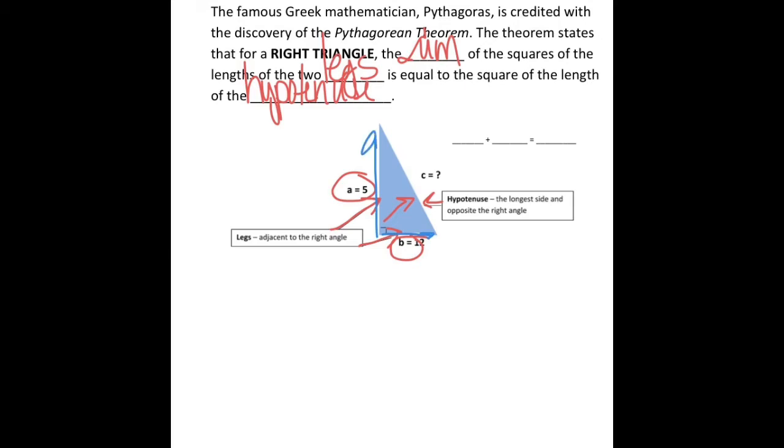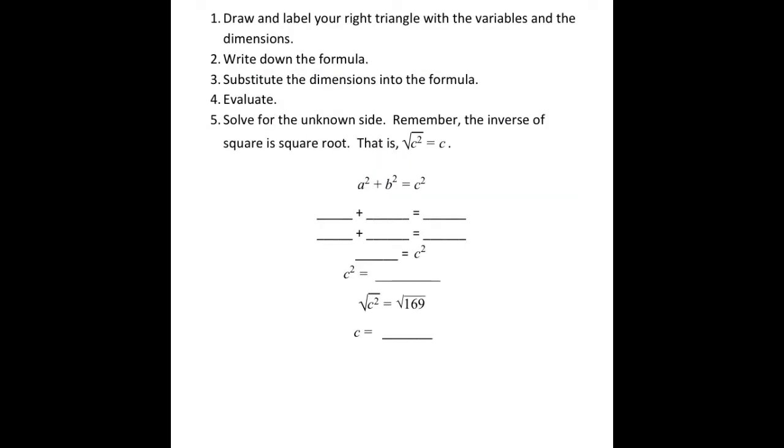So when I look at this right triangle, the Pythagorean theorem says that a squared, the square of one leg, plus the square of the other, b squared, equals the square of the hypotenuse. So if I were given two sides of a triangle, I could find the unknown side. If I was told that a is 5 and b is 12, I could find the unknown side by plugging into the Pythagorean theorem, a squared plus b squared equals c squared.